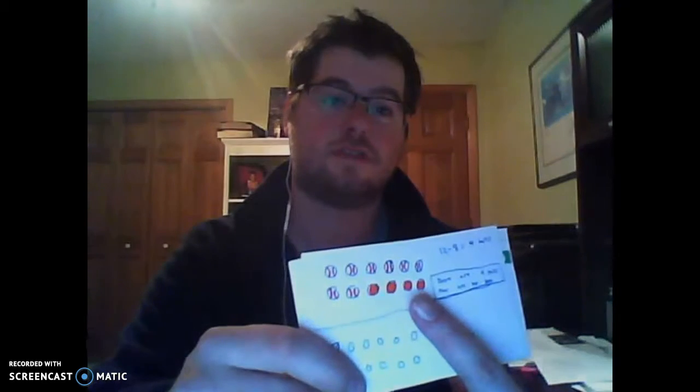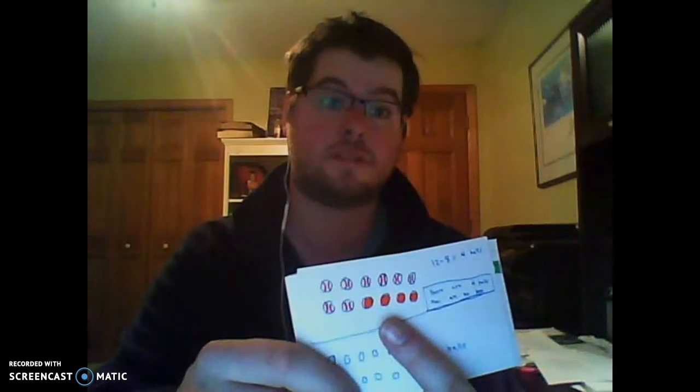And we get the answer of 4, which you can see in the visual that 4 of these balls are basketballs, or not baseballs. And then here's the equation. There are 4 balls that are not baseballs. So that's problem number 1.